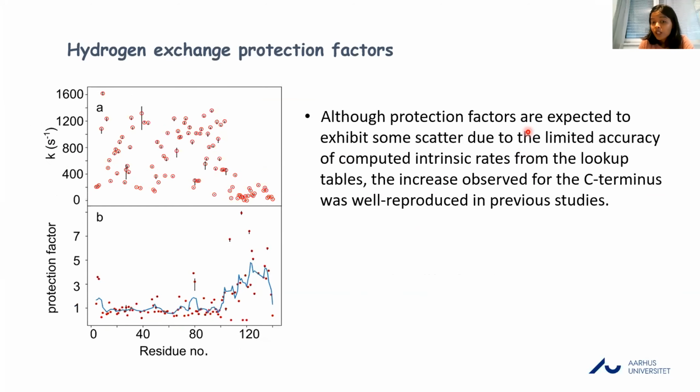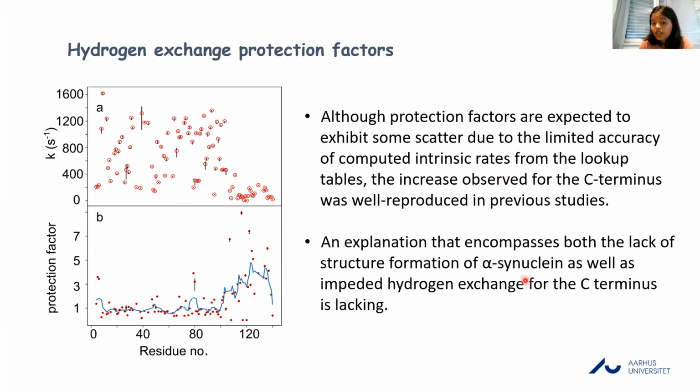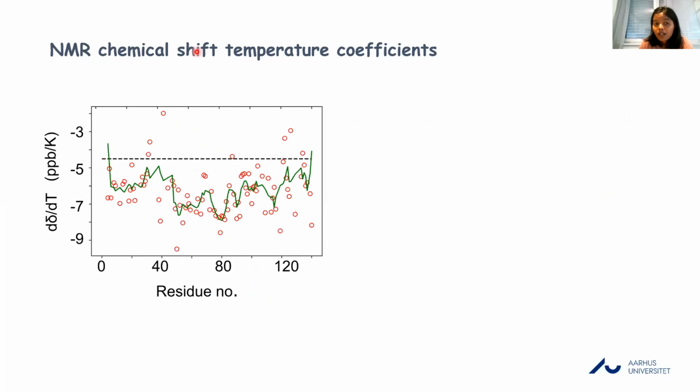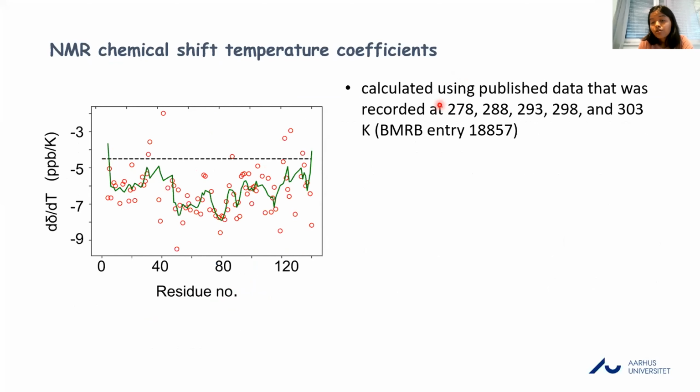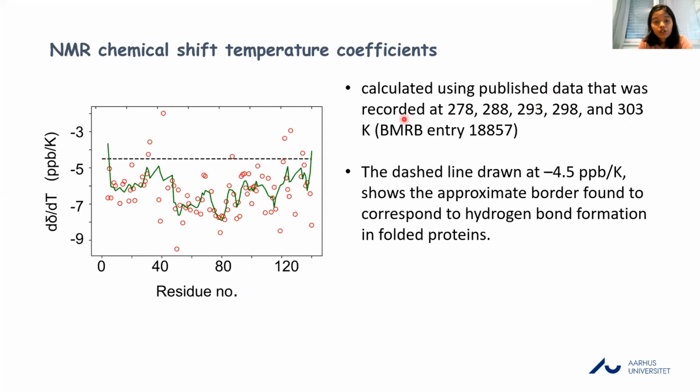So although we know that our intrinsic exchange rate model gives some inaccuracies, these results have been well reproduced in previous studies. And still there is an explanation lacking for the structure formation of alpha-synuclein, as well as impeded hydrogen exchange for the C-terminus. And so we turn to NMR chemical shift temperature coefficients, because impeded exchange rates due to hydrogen bond formation is accompanied by reduced temperature coefficients.